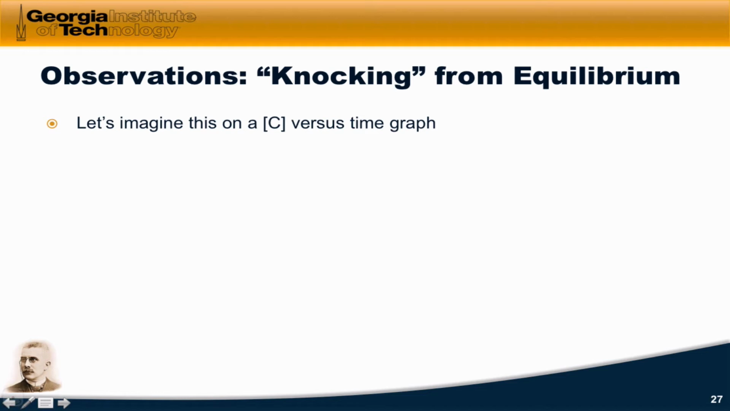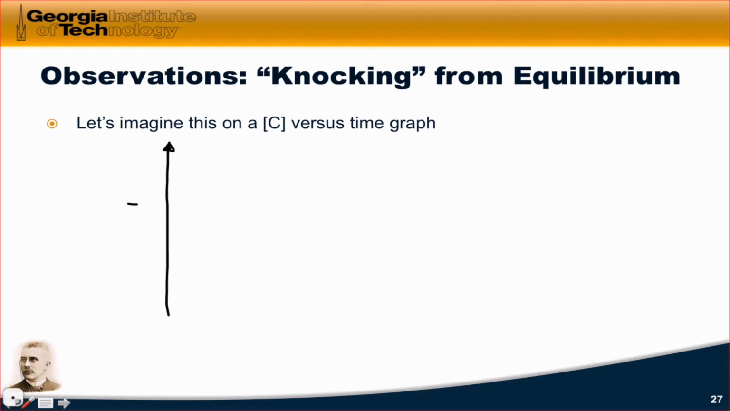Let's again look at this on a concentration versus time graph, but this time let's put C on the y-axis, that is the molarity of C on the y-axis, and again put time on the x-axis. In the initial equilibrium state, the concentration of C is constant. When we spike with C, its concentration goes up rapidly, and this situation at the top of the spike is a non-equilibrium state. And so the reaction will spontaneously proceed either forward or backward.